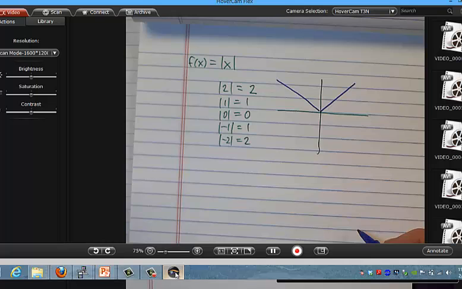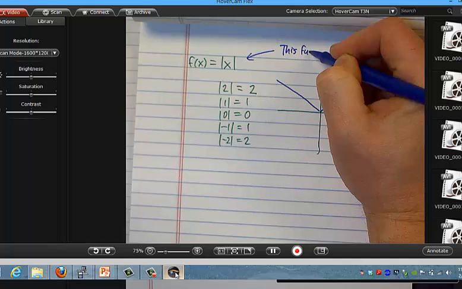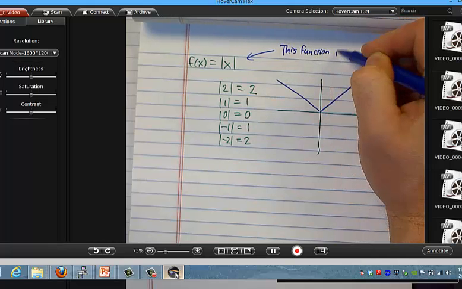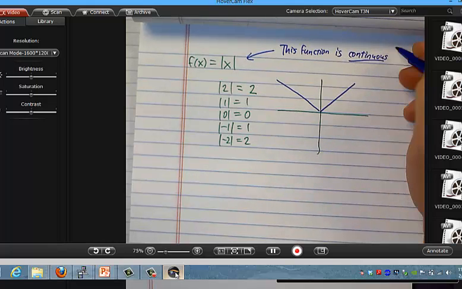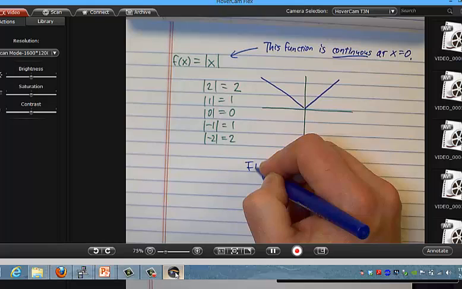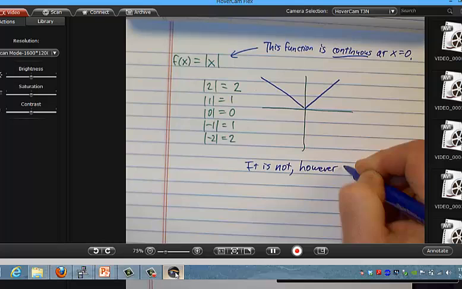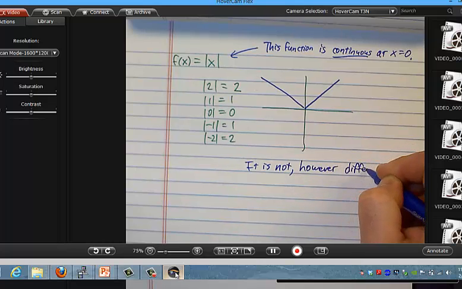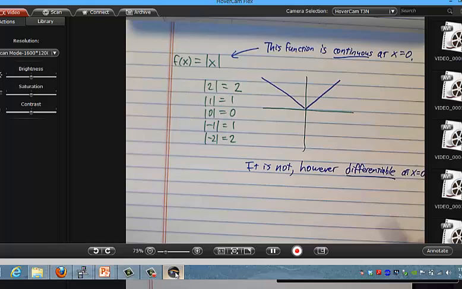Okay? We would say that this function is continuous at x equals 0. Continuous. But it is not, however, and the word is differentiable, at x equals 0. Okay?